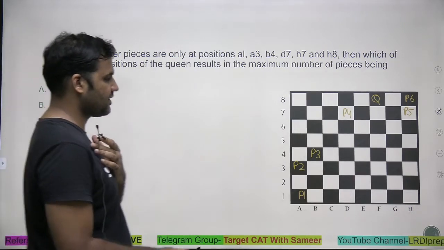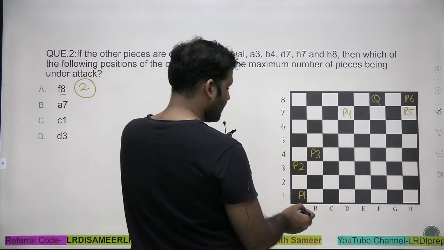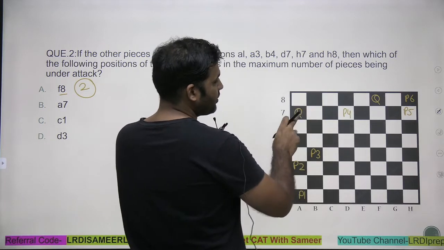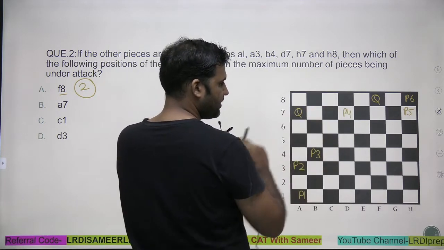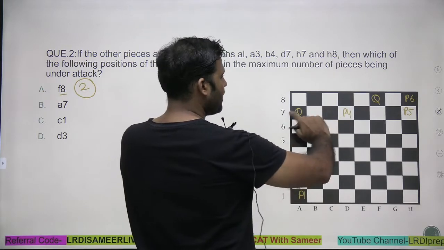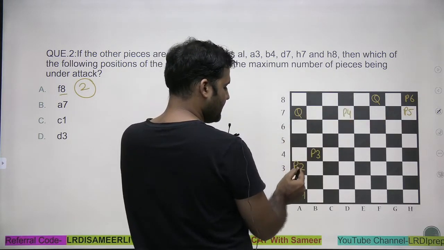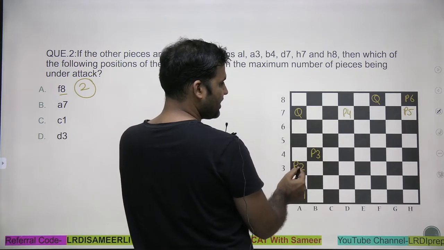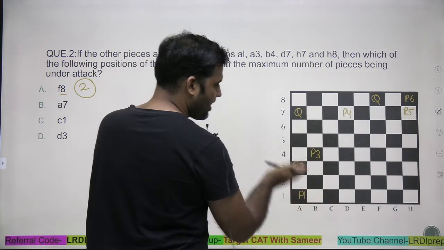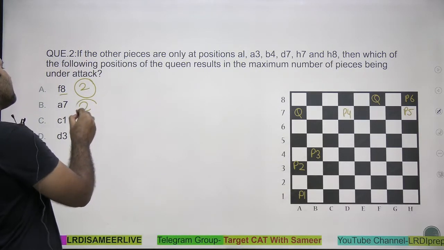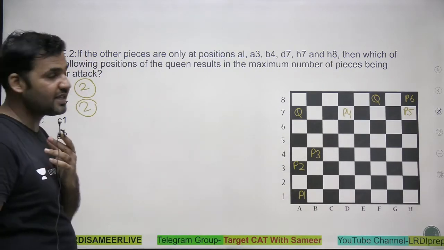If I talk about A7, if I position the queen at A7, let's say this is the position of queen now. So you see that queen can attack this because it is the same row. Queen will not be able to attack this piece because there's a P4 in between. Queen can attack this, right? Because this is also in the same position. No other piece is under attack coming in the diagonal or column wise. So there are only two elements which will be under attack if the position of queen is A7.